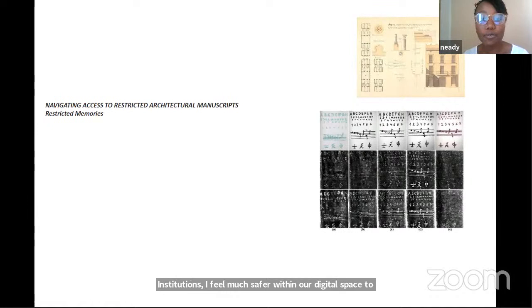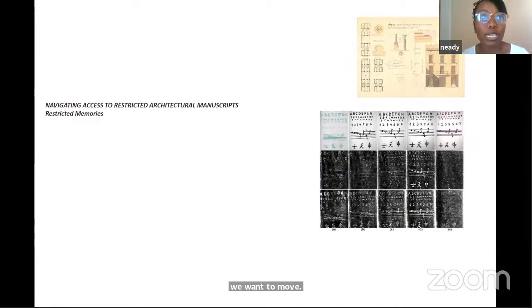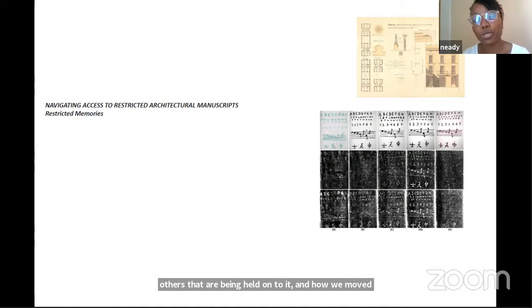She's still thinking about this. She's doing her PhD on, I think, manuscripts, and so she's still researching this. And it was interesting to think about the discussions around the levels of access. We want to move archives into the future, but we also have to think about the archives that are being held on too tightly, and how we move them into the future without losing the value of what they already are. Next slide, please.